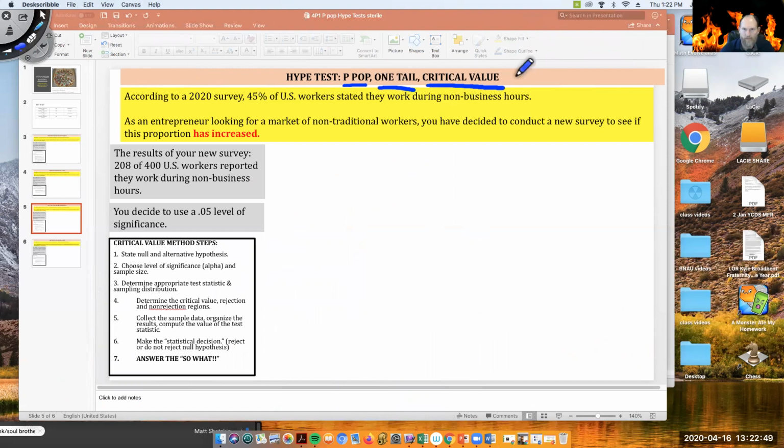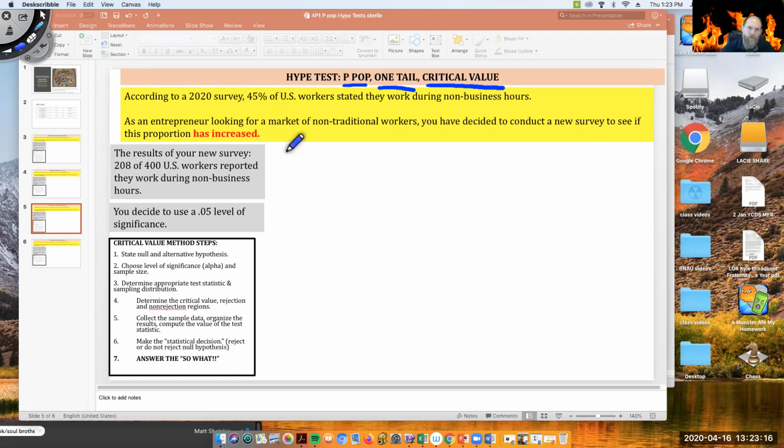So we have some familiar faces now. We have critical value, that's familiar. One tail, still not so familiar. That's what's changed. So right down here, what I've highlighted in red, has increased. That's what you believe. So P-pop is 0.45, but you think that the P-pop has gone greater than that.